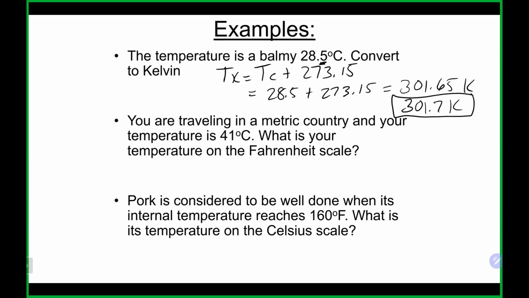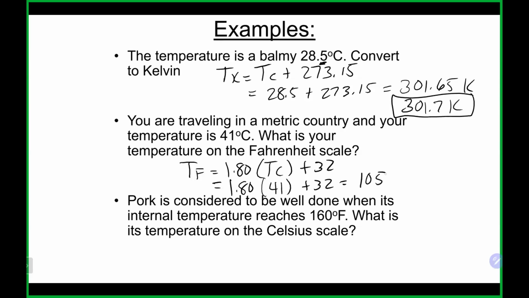Next one, we're going Celsius to Fahrenheit. And that is something here. Temperature in Fahrenheit is 1.8 times temperature in Celsius plus a 32. So putting our numbers in there, 1.8 times our 41 plus a 32. And if we do 1.8 times 41 plus a 32, that's going to give us on our calculator 105.8 degrees Fahrenheit.